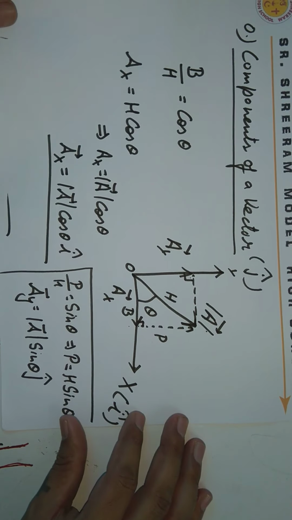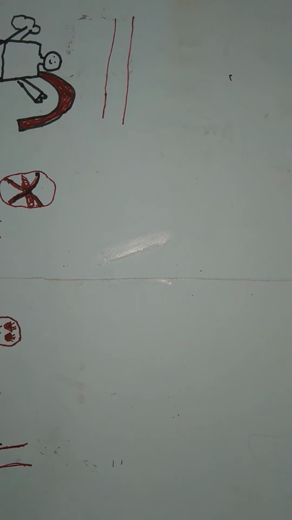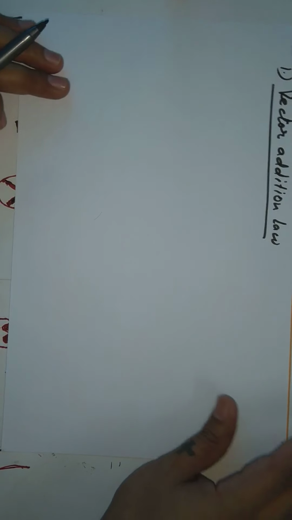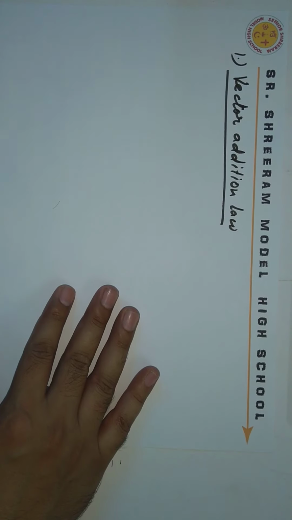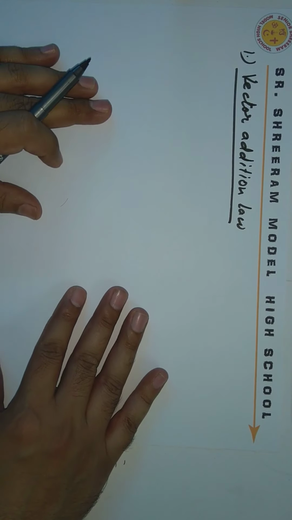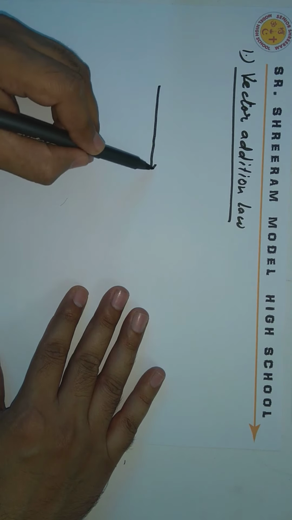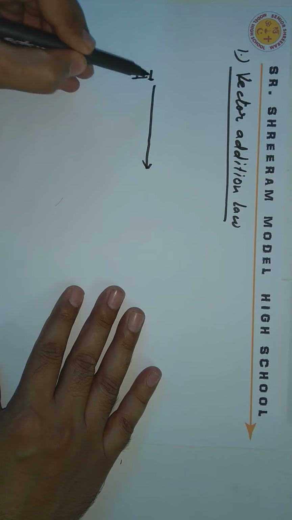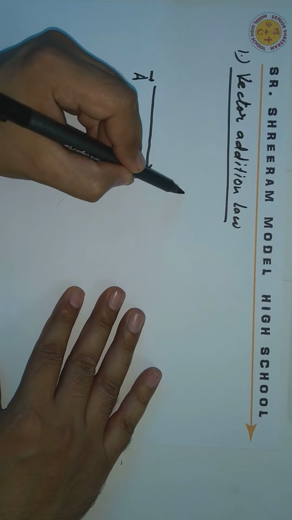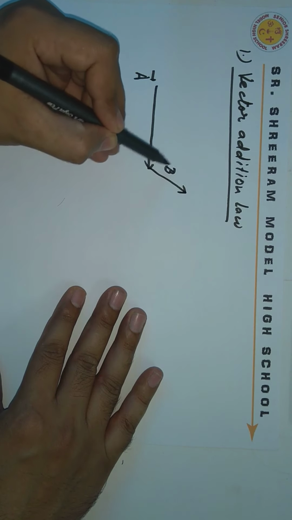Now we move on to the second topic, that is addition of two vectors. This is our final topic for today. We'll study vector addition. So say this is a vector, name it a vector. This is a vector, name it b vector.